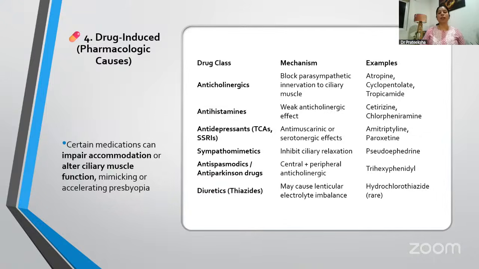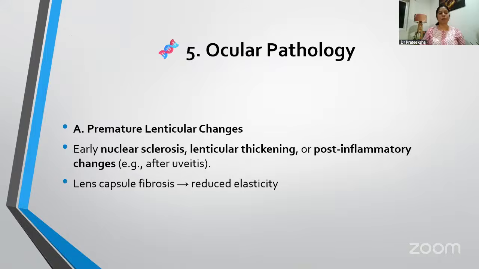Then diuretics or thiazides may cause lenticular electrolyte imbalance, like hydrochlorothiazide, which is little rare. Then another cause is ocular pathology. Premature lenticular changes, early nuclear sclerosis, lenticular thickening, or post-inflammatory changes, especially after uveitis, can cause premature presbyopia.